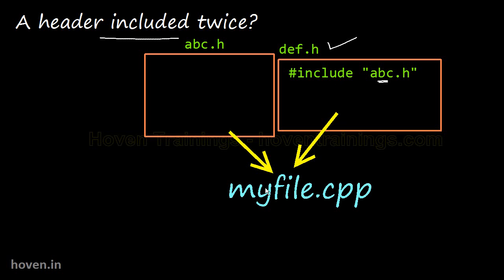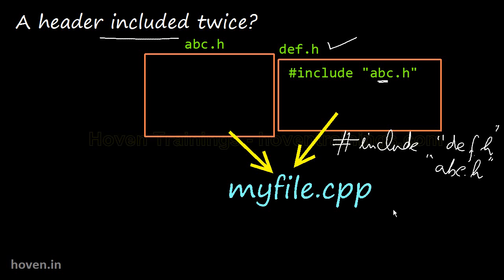Now what happens if both these header files are included in a CPP file? For example, if two directives, def.h and abc.h, both these header files are included in this file. Now you can very well see that the abc.h gets included twice. Once it is included directly, abc.h, and secondly, it gets included through def.h, direct path, and through def.h also.